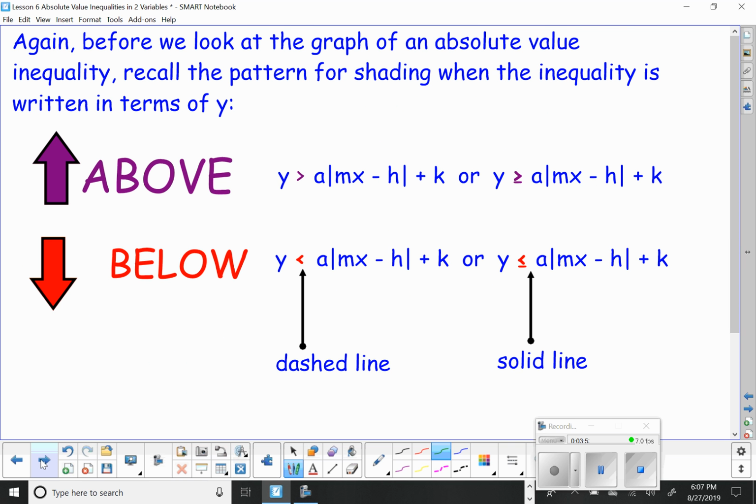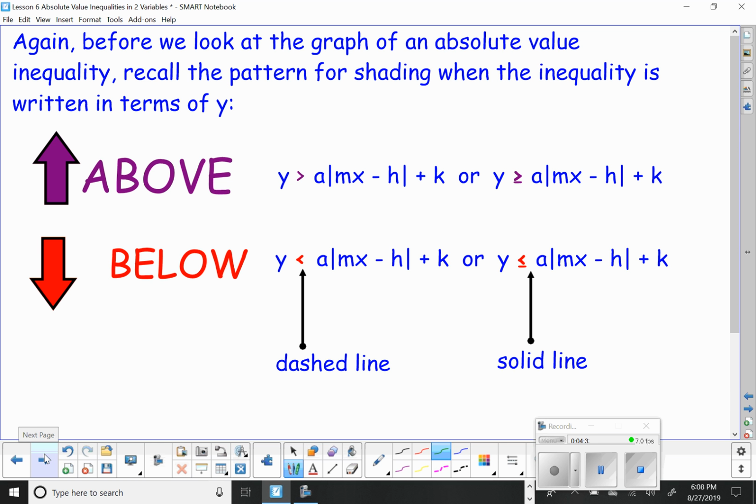Now, when we talk about inequalities, we want to talk about the less than, greater than. Instead of equals, we have a greater than or equal to, less than or equal to. We can kind of make a chart here. If y is greater than or equal to, we will be shading above the V. If it's less than or equal to, we will shade below the V. If it's greater than or less than, we will use dashed lines to create the V. If there's an equality in it, greater than or equal to, less than or equal to, we'll use a solid line to create the V.